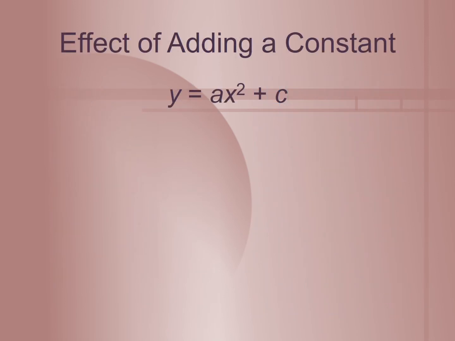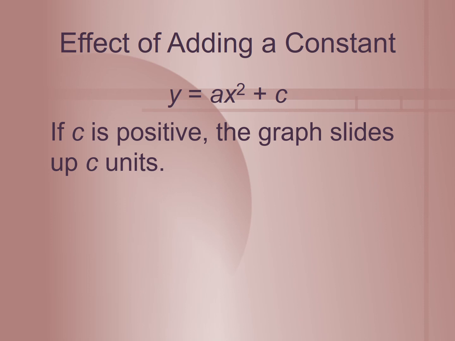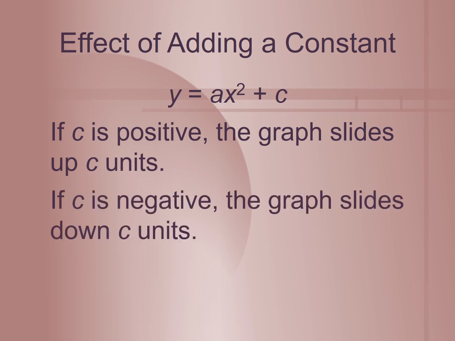So as you can see, adding a constant to our quadratic function has an effect on the graph. If our c is positive, the graph slides up c units, and if our c is negative, the graph slides down c units. And then also we know that our vertex, which is either going to be the minimum or maximum, is going to be at 0, whatever that constant is.